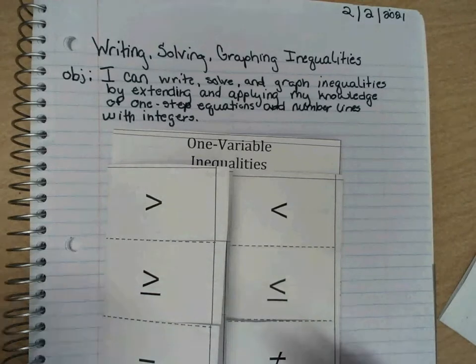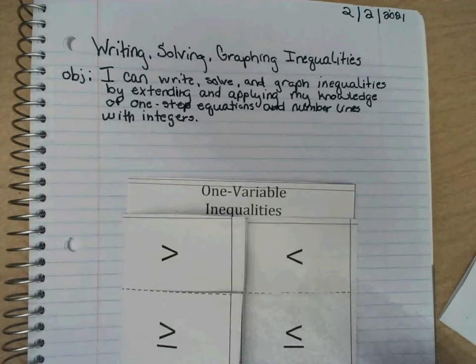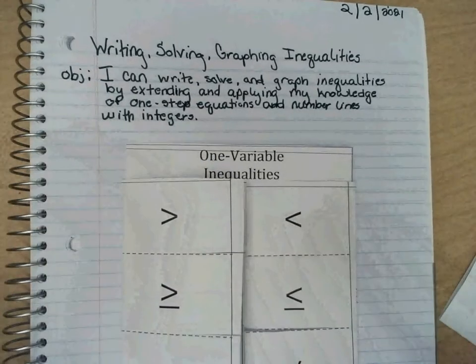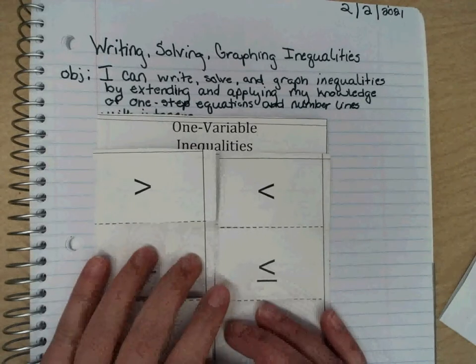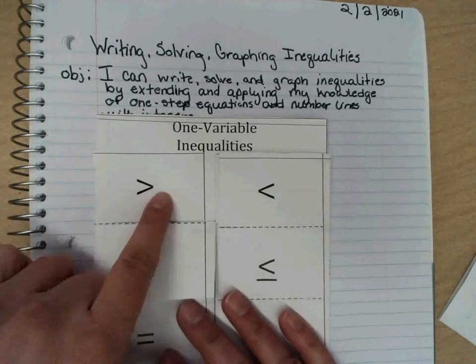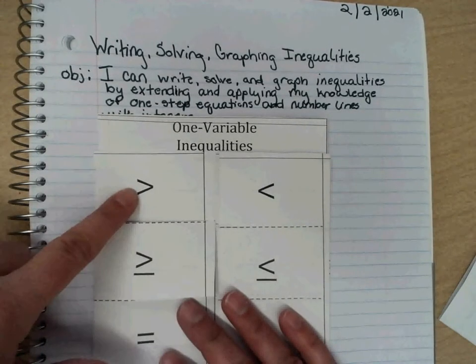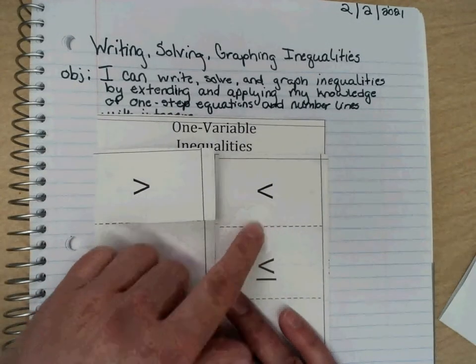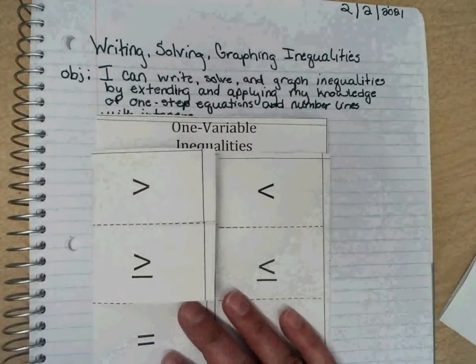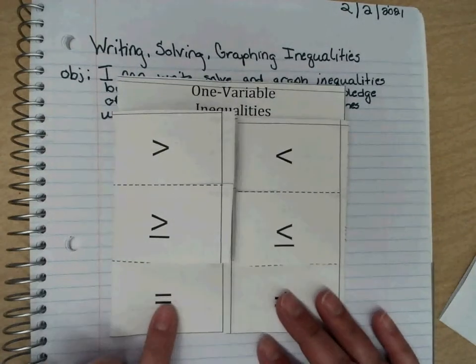Okay, so now that you have that cut out and you're ready to go, we're ready to write in it. We're going to talk about these things. Now there are 3 of these symbols that we've worked with for a long time. This one is the greater than symbol. This one is the less than symbol, and remember we read things from left to right. And then this one is the equal to.